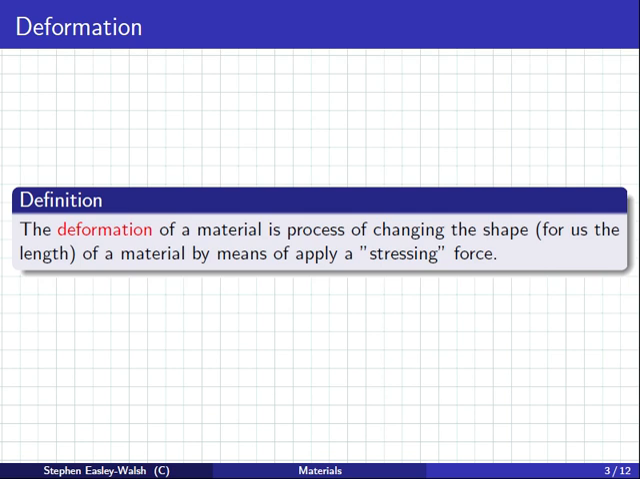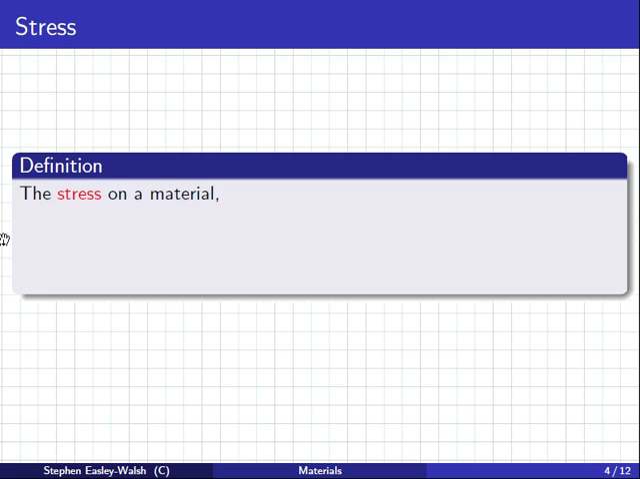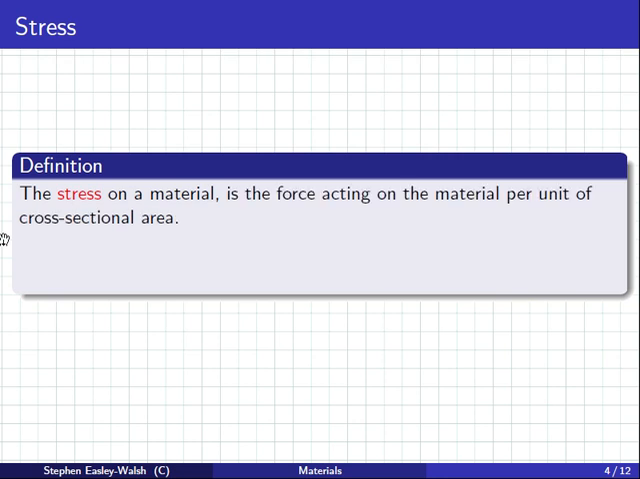You got that? Yeah. Okay. Continue. Now, the word stress actually has a physics meaning here. What we say is the stress on a material is the force on the material per cross-sectional area.